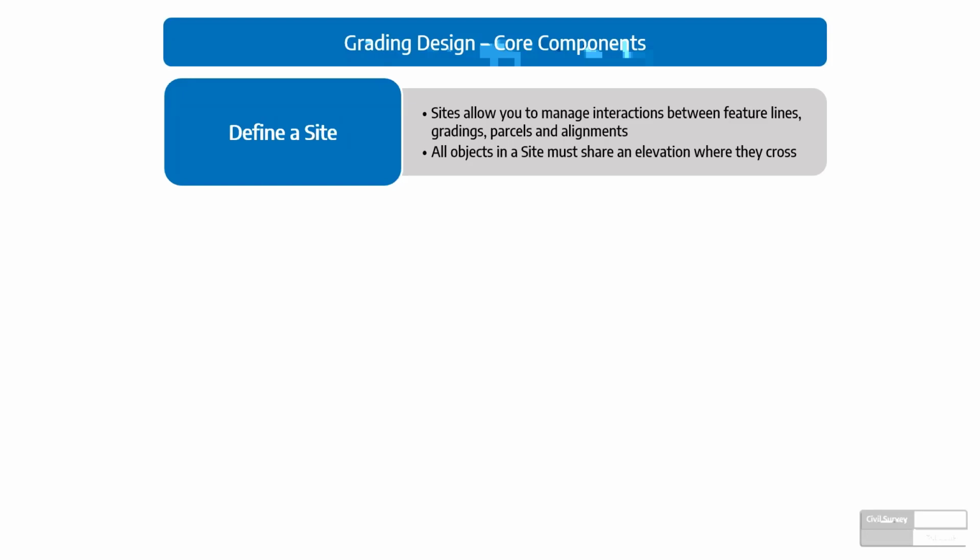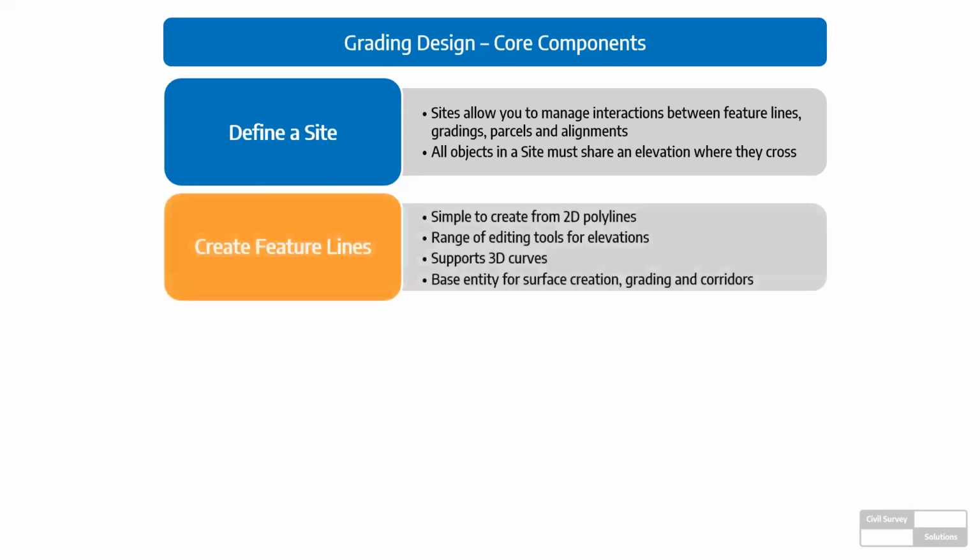And the other thing to know about a site is when you put objects in a site, if they cross over in 2D, in 3D they have to share an elevation. Okay, so if you put feature lines, gradings, and parcels in a site, all 3D capable elements, where they cross over each other, they have to share the same elevation if they're in the same site. That's a positive as long as you know how to use sites to your advantage.